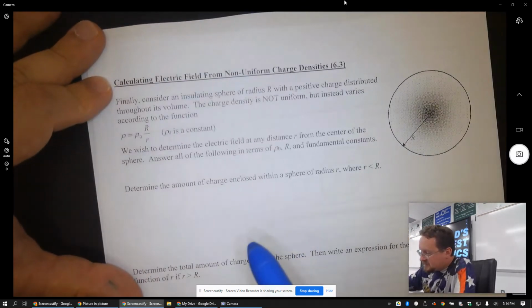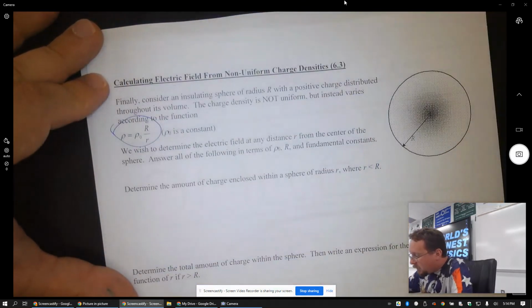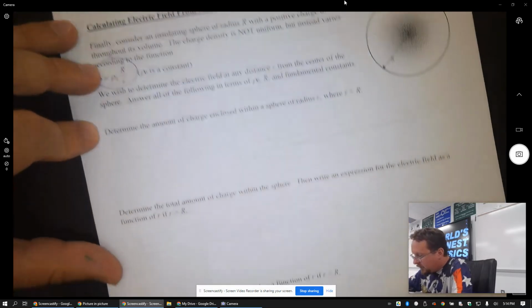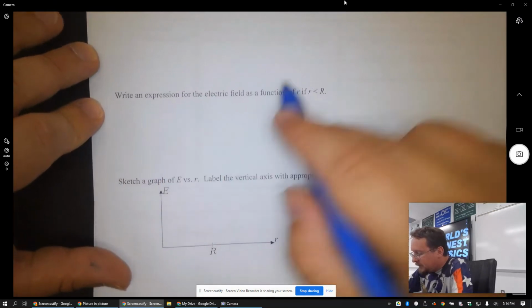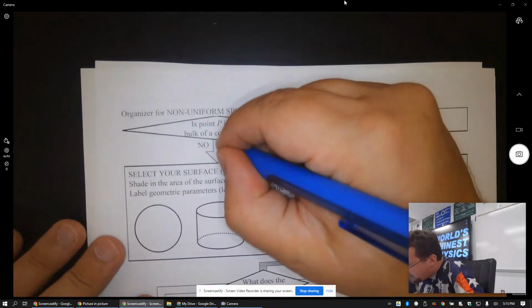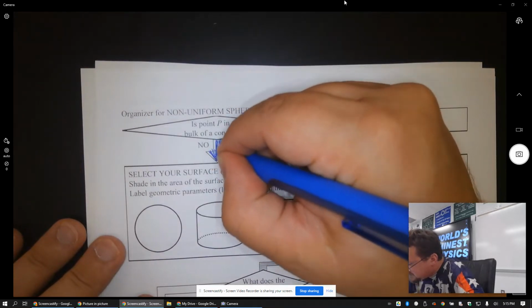So here's my charge density right there. And we want to find the electric field inside. Okay, so no, I'm not in a conductor, or else the charge density would be zero, right?